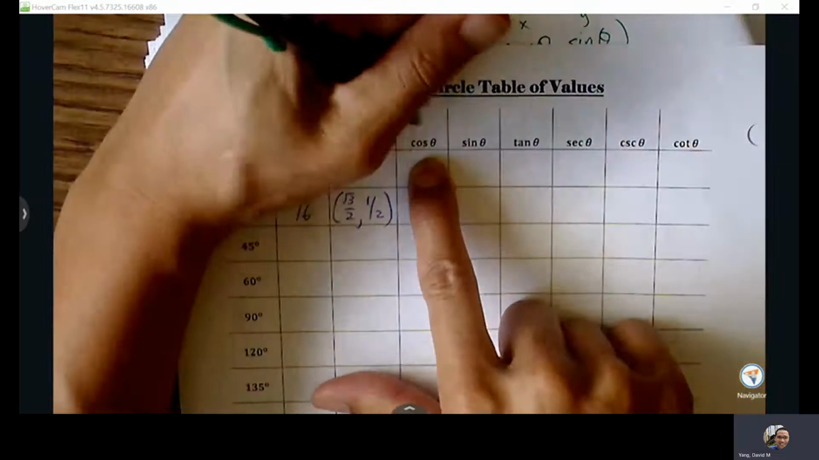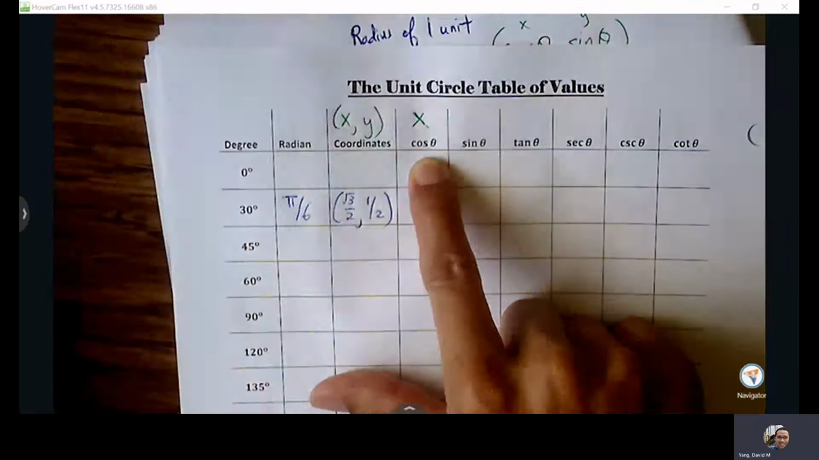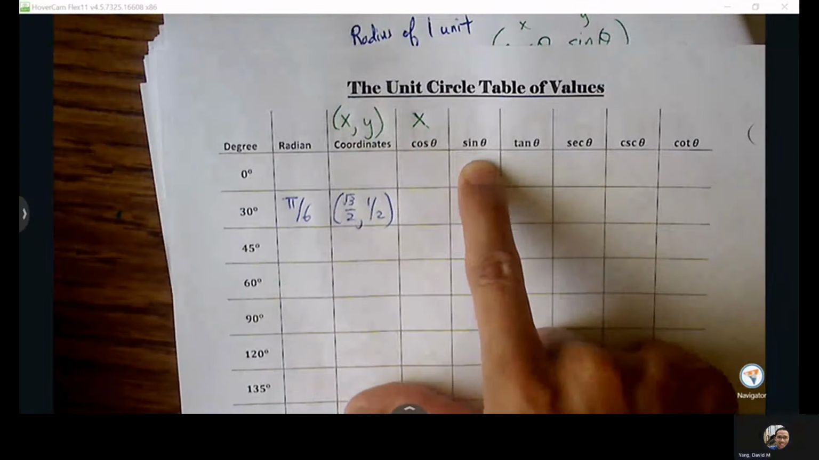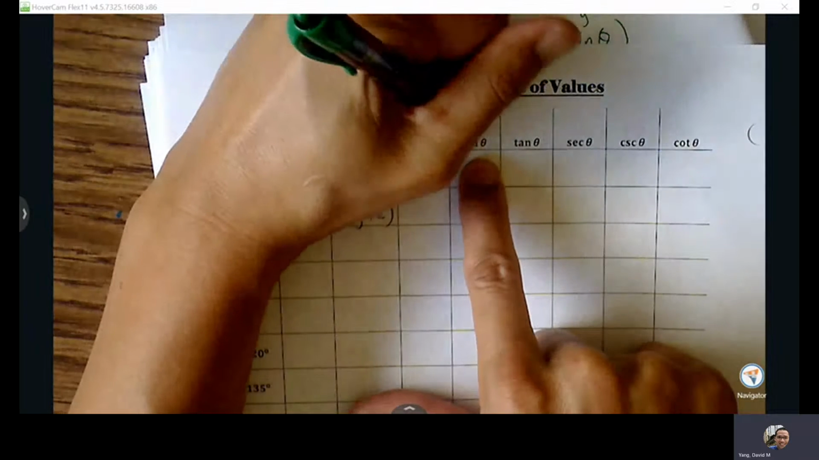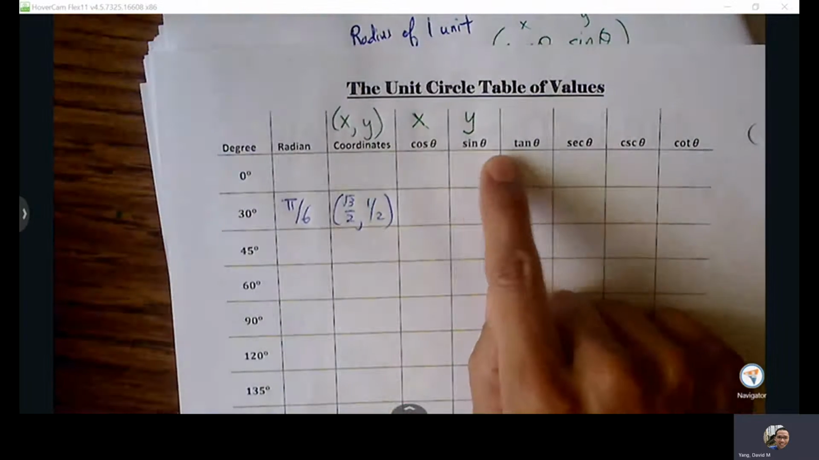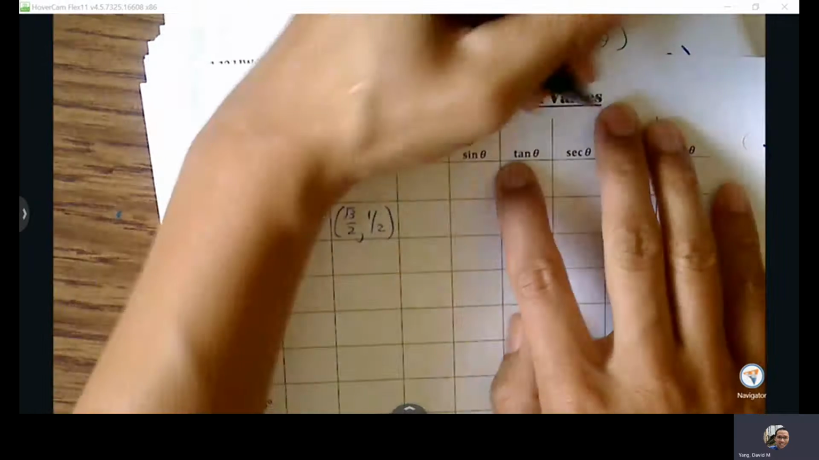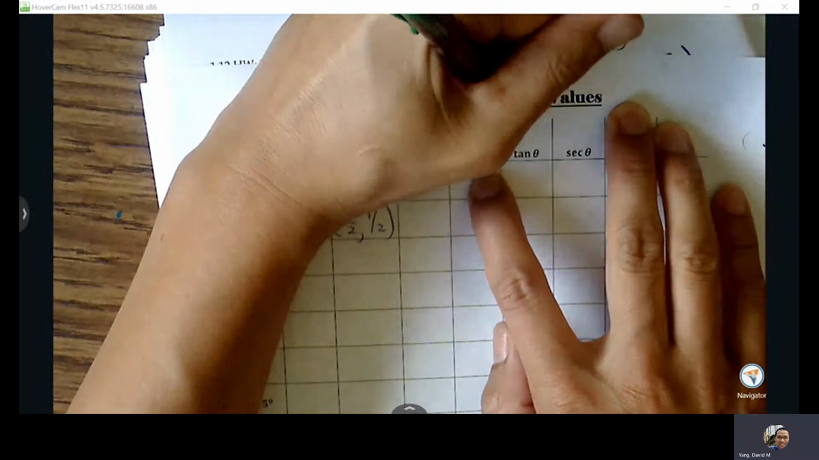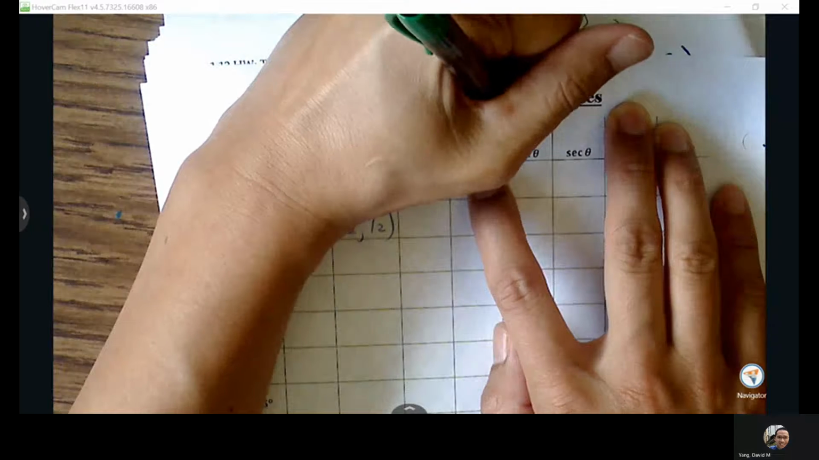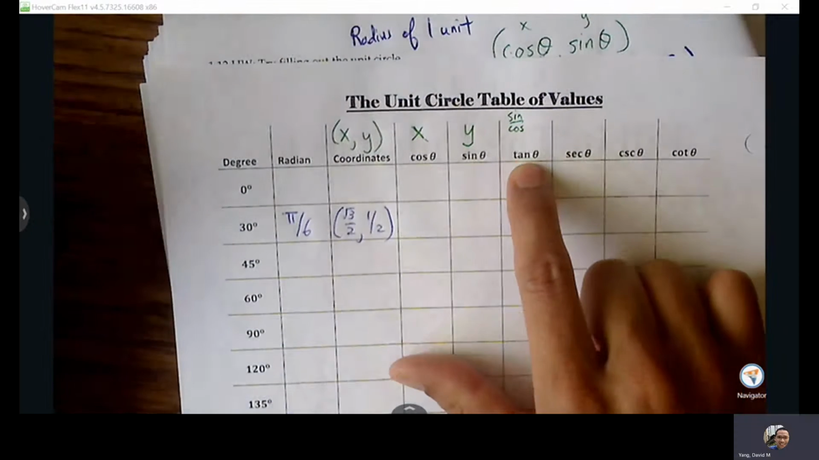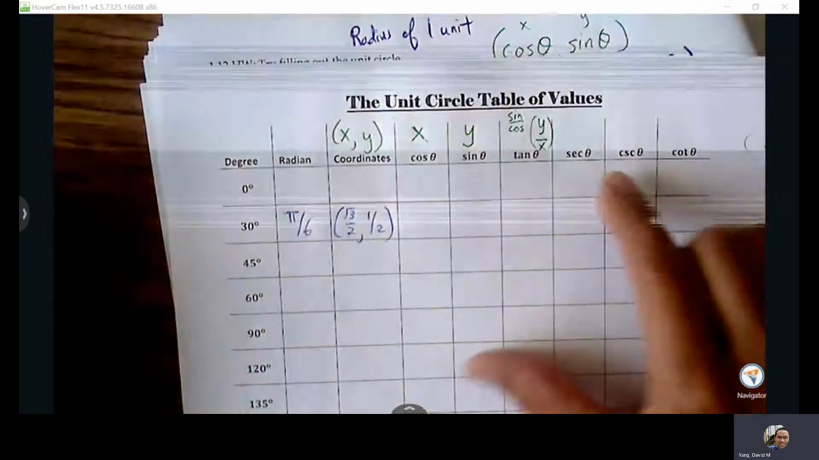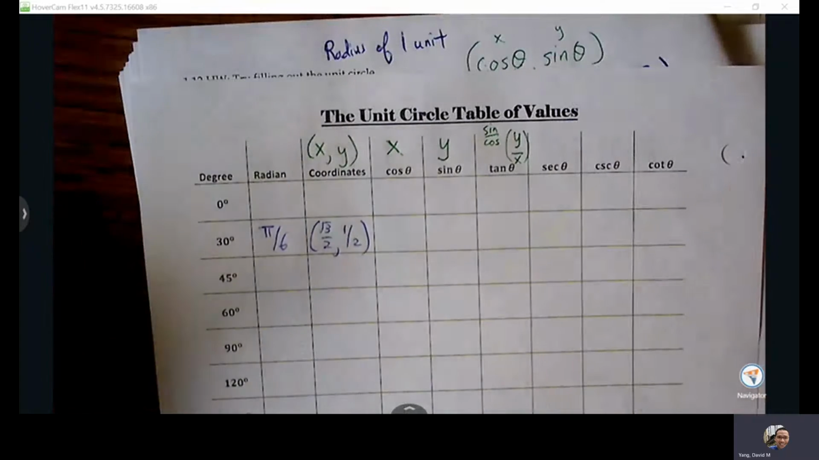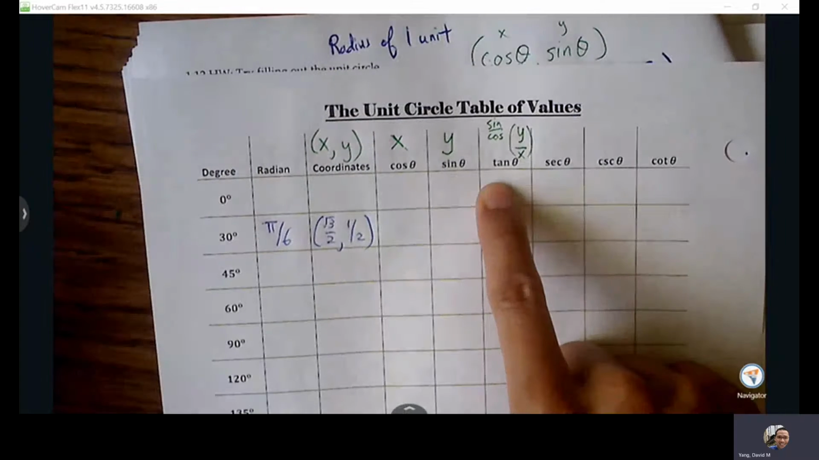Cosine is just the x value. Okay, so just put an x for cosine. Sine is simply the y value. Okay, put a y here. Tangent is sine over cosine. Okay, but something that's maybe easier to remember is the fact that it's simply just y over x. So either way is fine. You can think of it as sine over cosine or y over x.